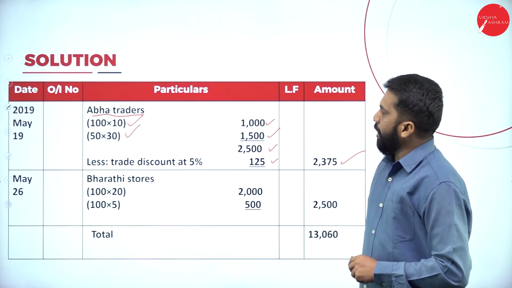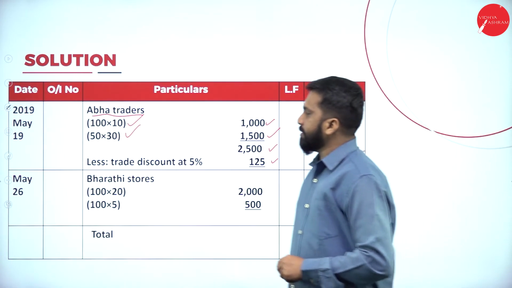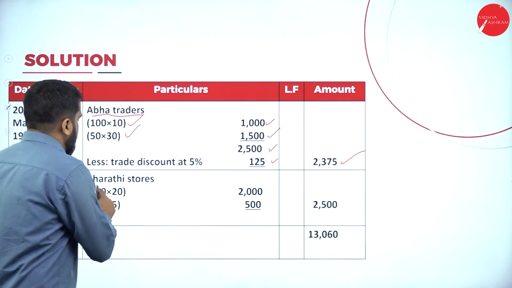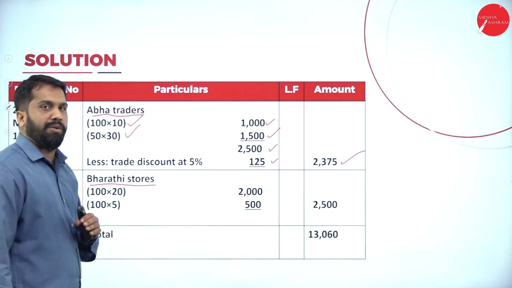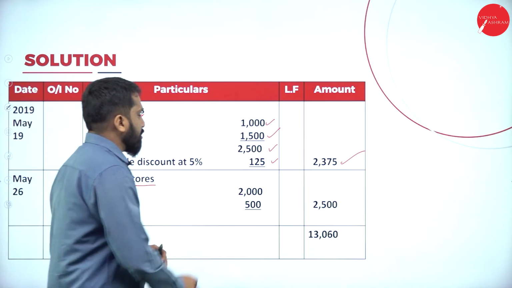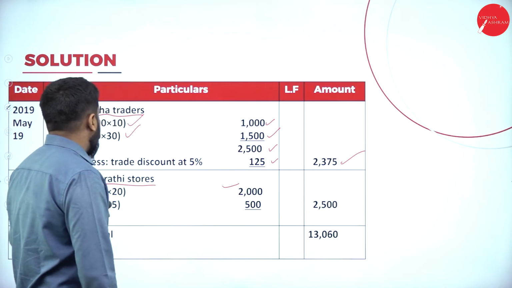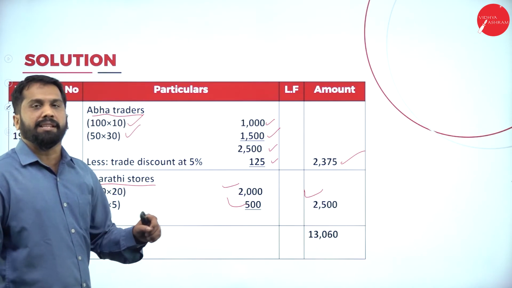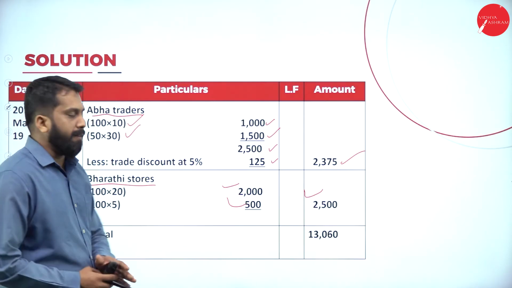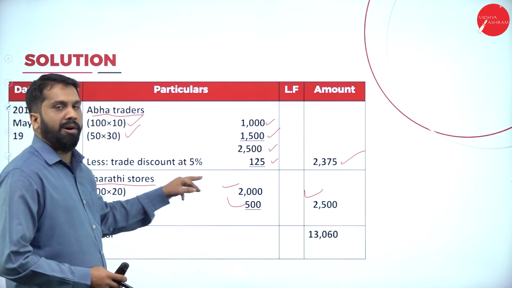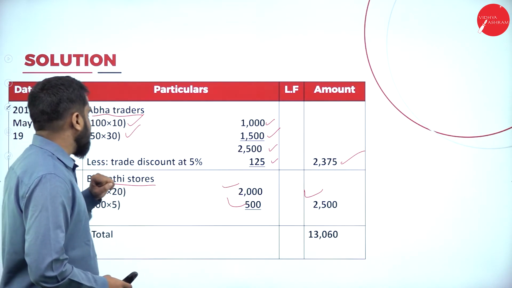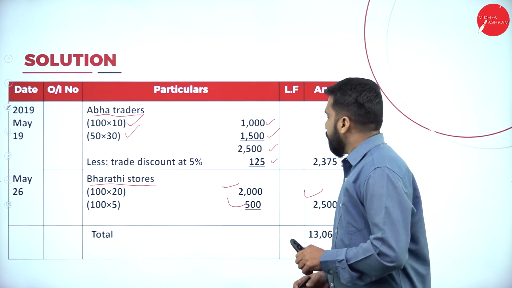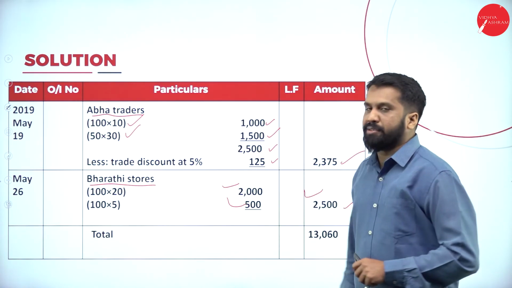Next, we have one more on the 26th. In the question, it is not there, but now, see, Bharati Stores we have. So, what is the value? It is around 2000 and 500. The total is 2500. It is missing in the question, but the question is simple. Goods sold to Bharati Stores on credit. So 1000 into 20 and 100 multiplied by 5. Now the value is 2500.